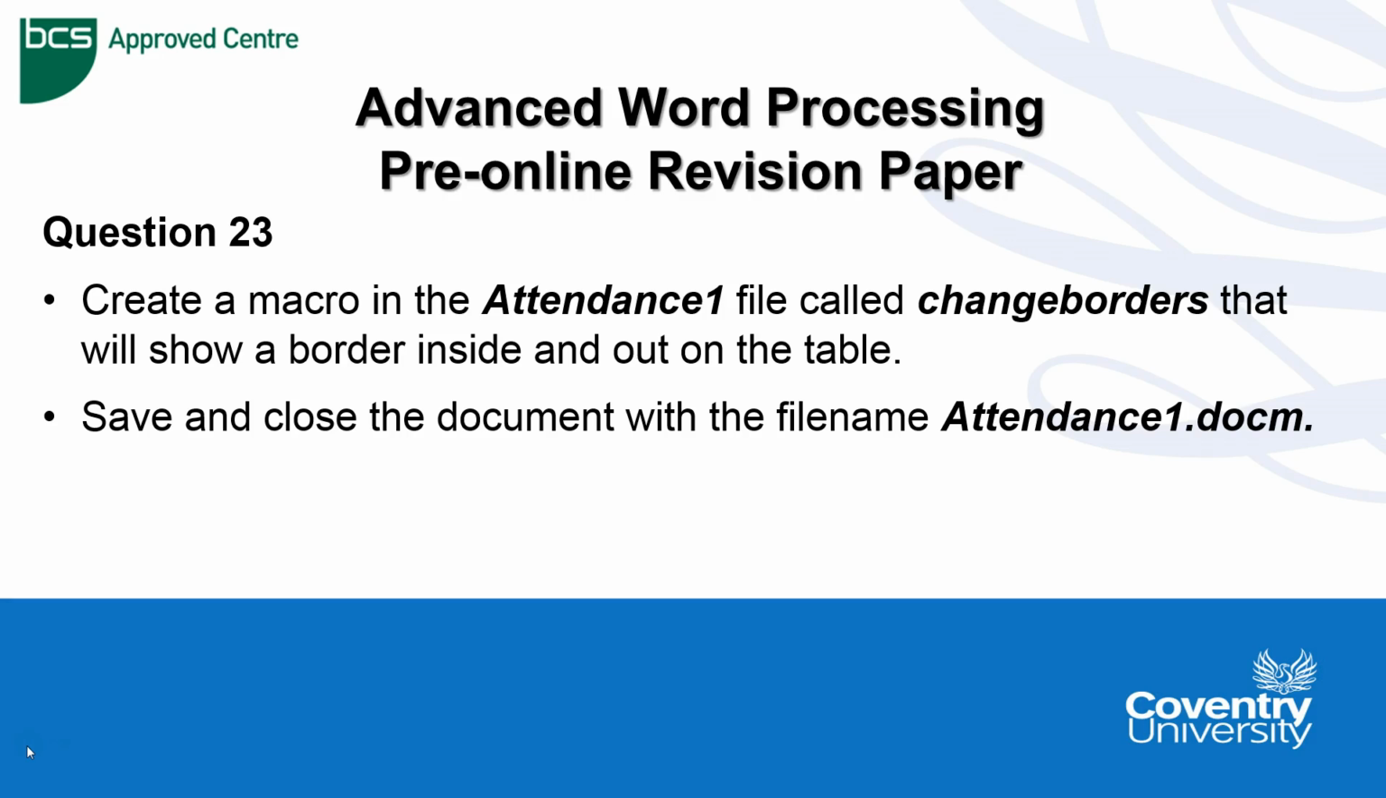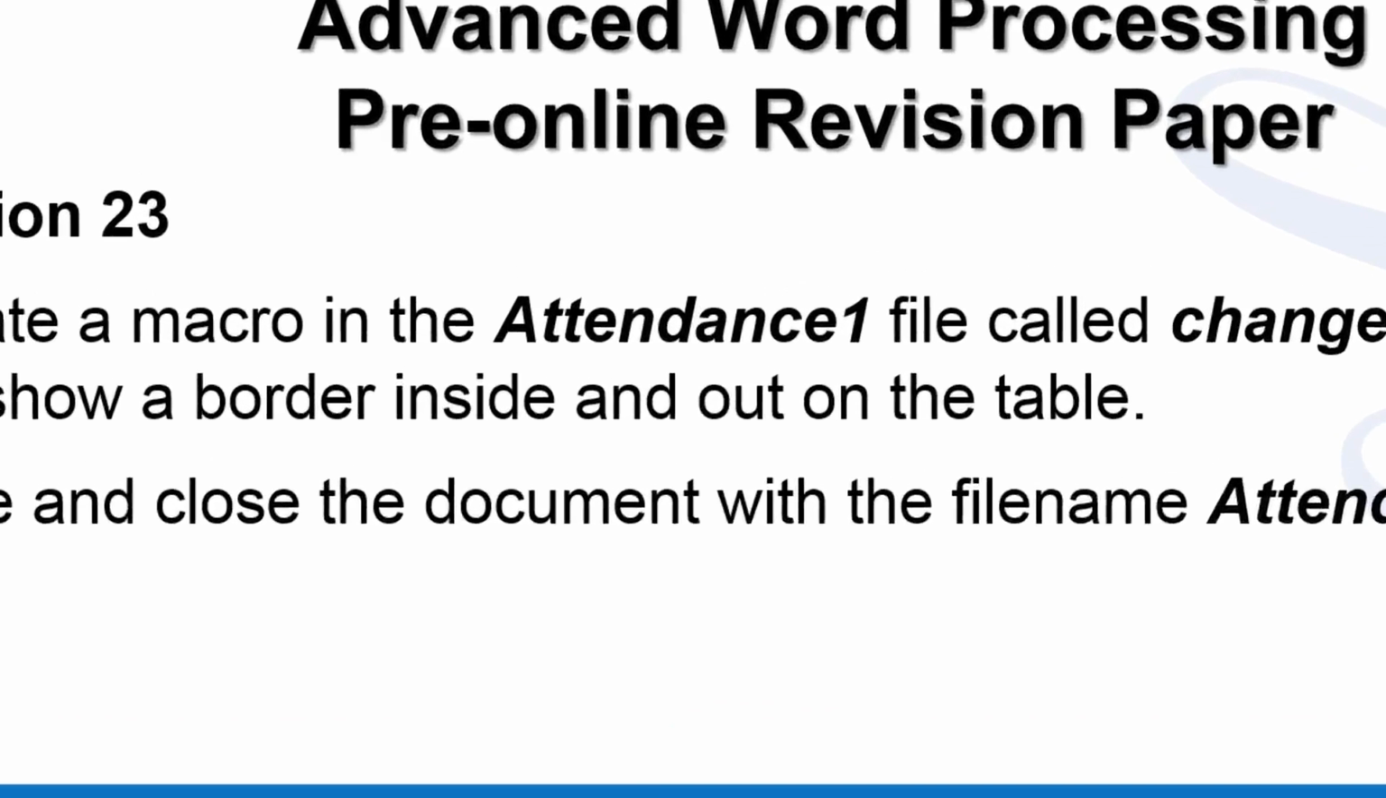So we're going to create a macro in the Attendance 1 file called Change Borders that will show a border inside and out on the table in the document, and save and close the document with the file name Attendance1.m, so in macro enabled. So let's do this one together.